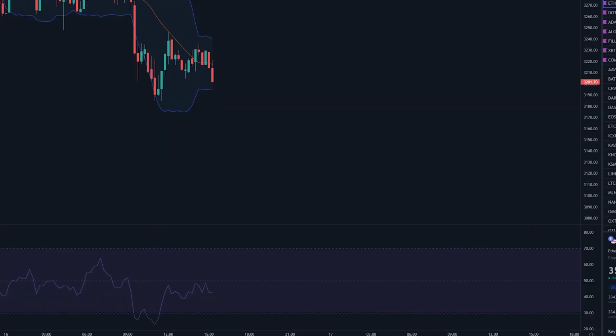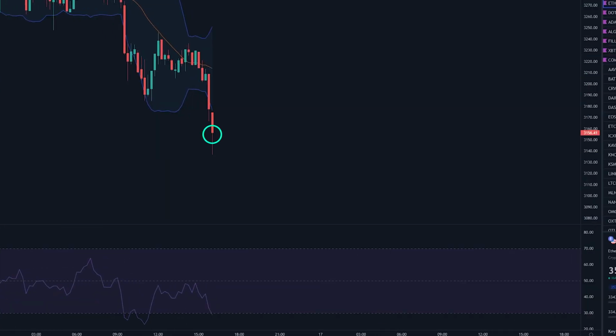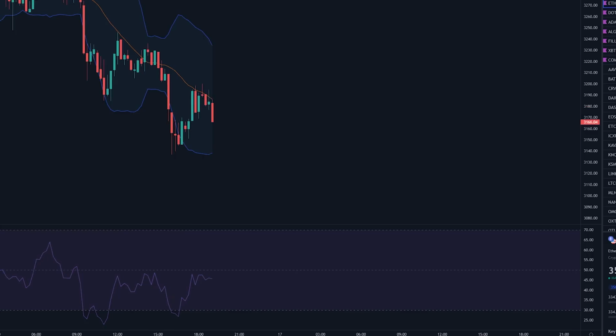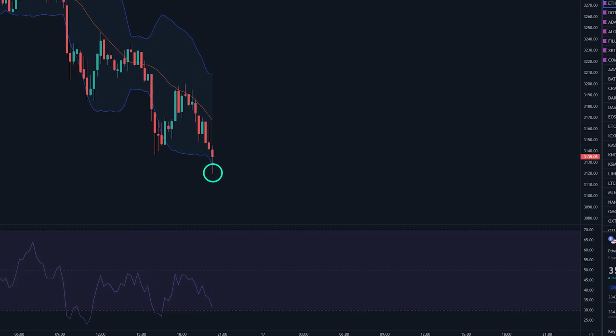absolute magic. Here you can see the price starts to drop to the lower Bollinger Band and then reverses. The next time it comes down, it makes a new lower low from the previous low, but something interesting is happening. The RSI made a higher low. So we have price making a lower low, but the RSI is making a higher low.